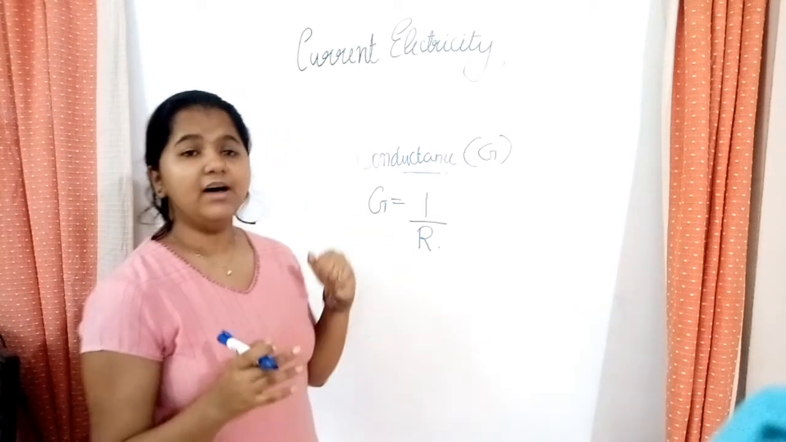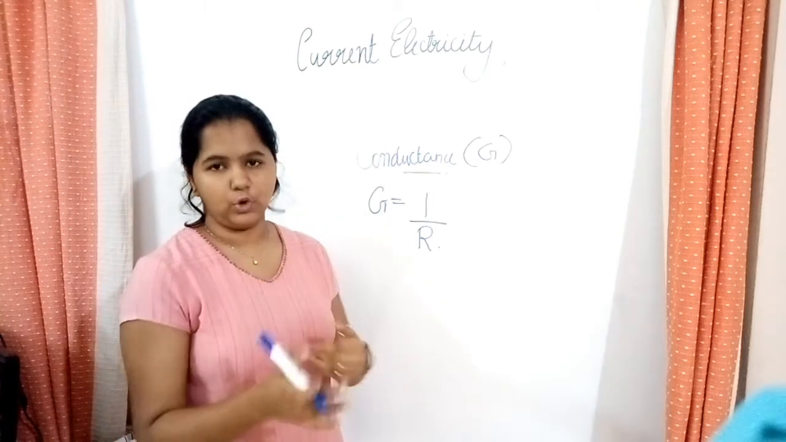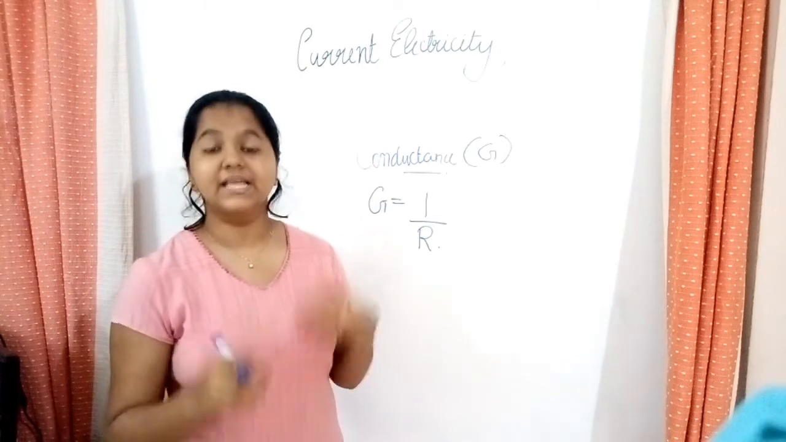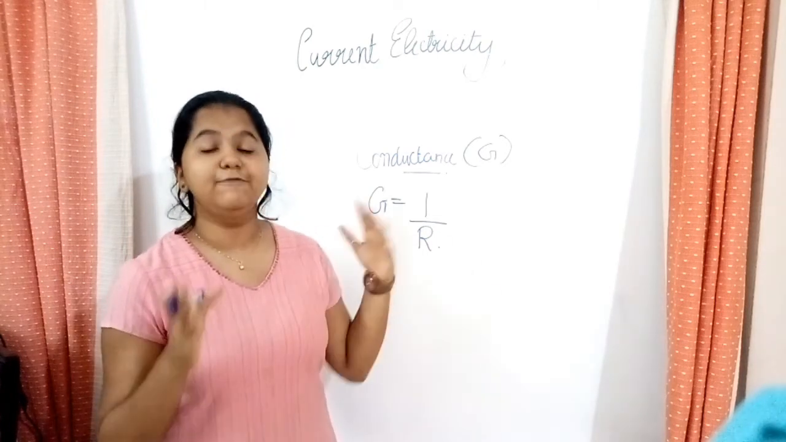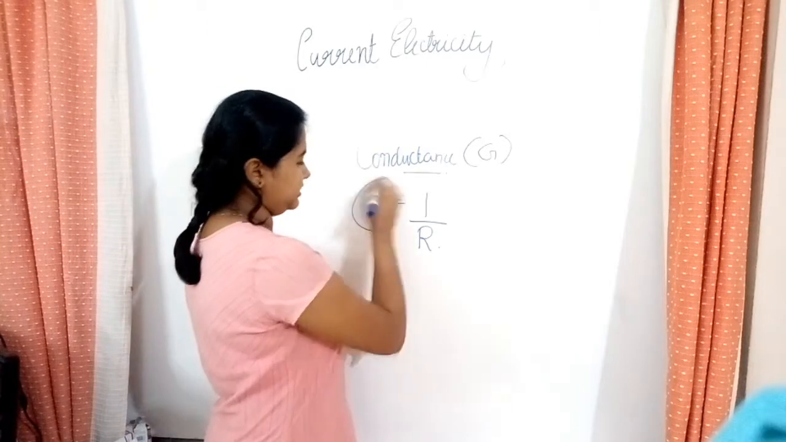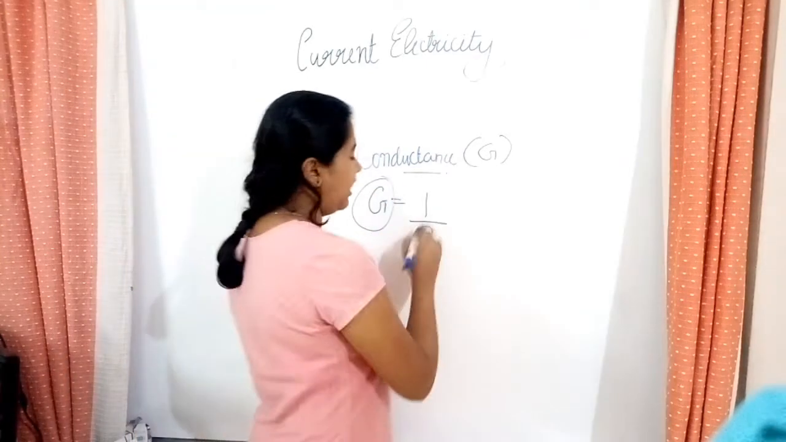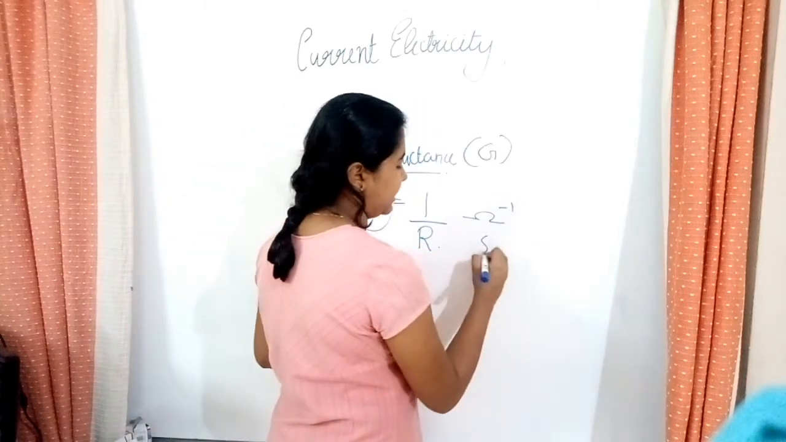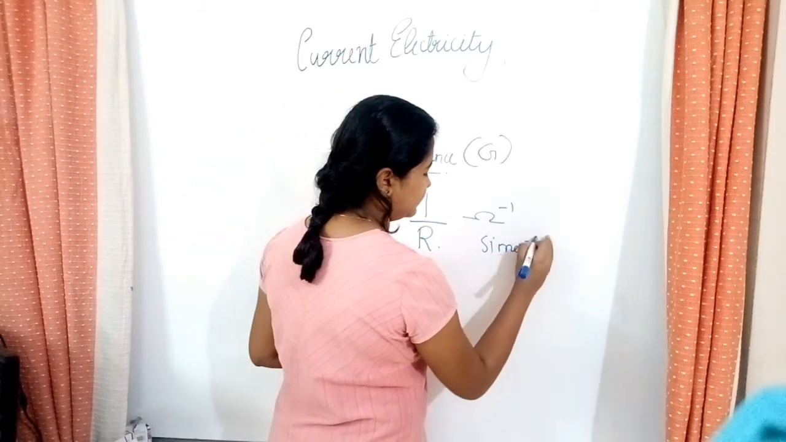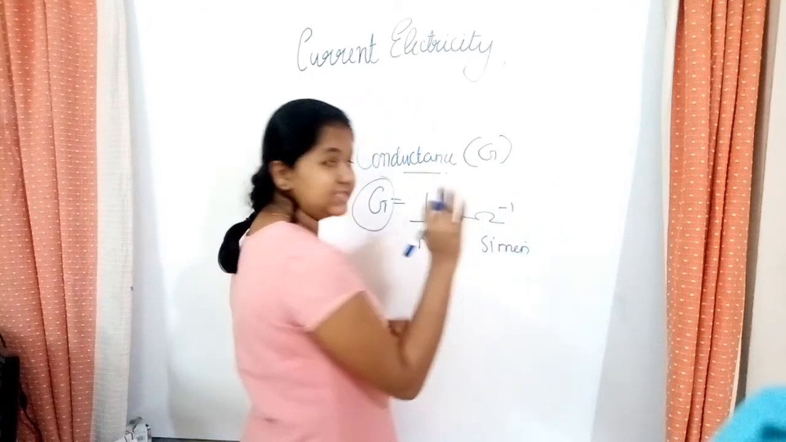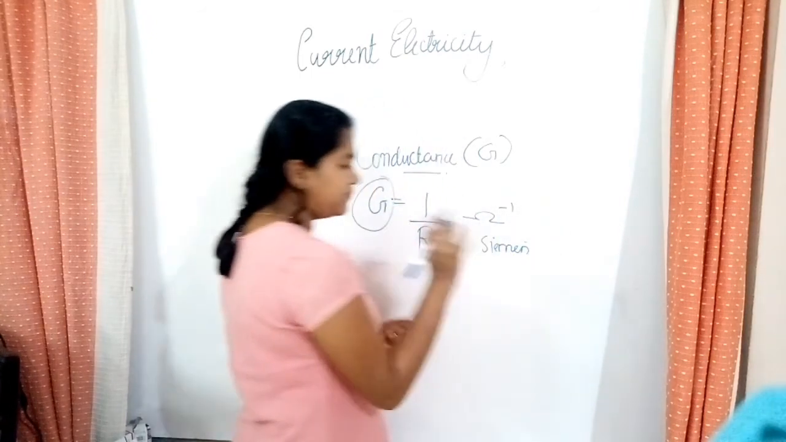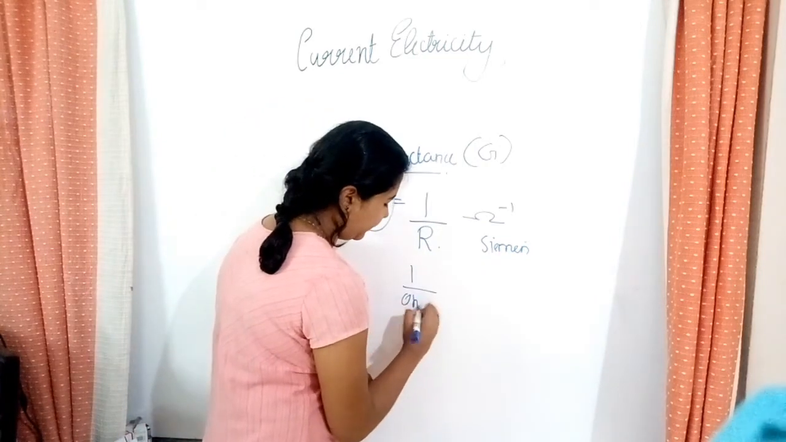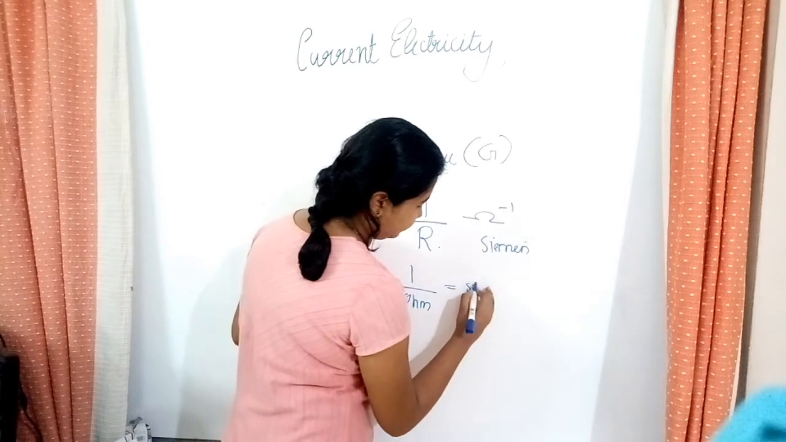If resistance is the opposing force for the movement of electrons, then conductance is the ease of movement of electrons, the ease of flow of current. The unit of resistance is ohm, so the unit of conductance is ohm inverse, or Siemens. Siemens means 1 by ohm.